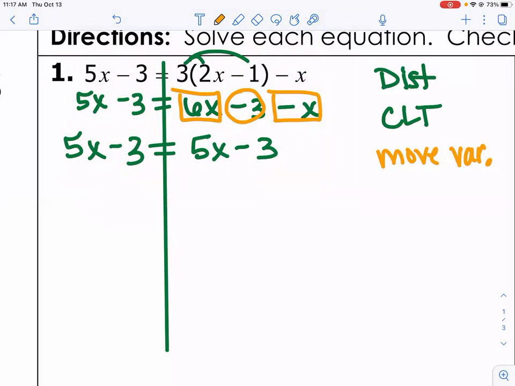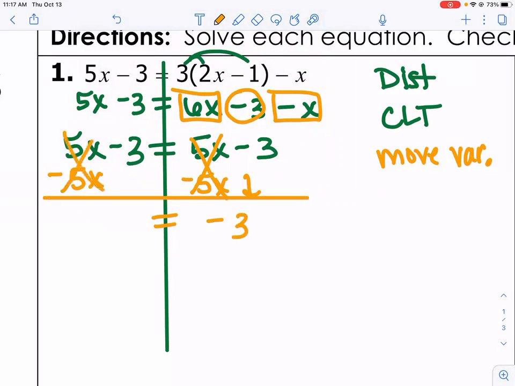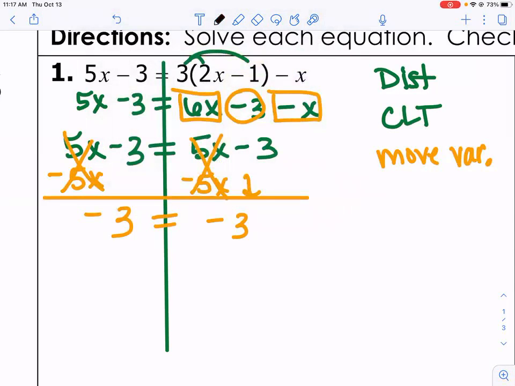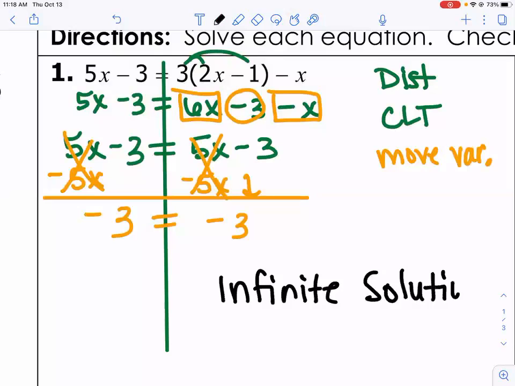Okay, and you did that by subtracting 5x. So these go away and I'm left with minus 3. And these go away and I'm left with minus 3. Tyler, what does this mean? Okay, infinite solutions. Now, some of you are struggling with writing the word infinite.